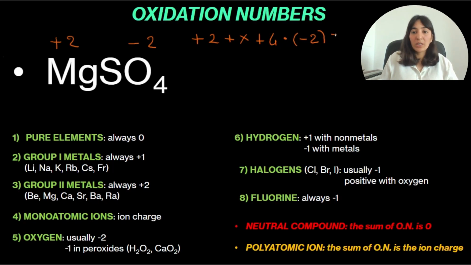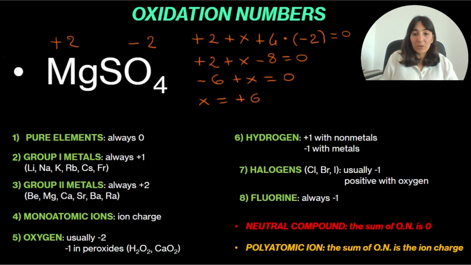of oxygen, equals 0. And now we solve this equation, +2 plus X, 4 times -2 is -8, equals 0. We have that +2 minus 8 is -6, plus X equals 0. And we have that X equals +6, because we have moved this -6 onto the other side of the equation and we have changed the sign. And +6 is the oxidation number of sulfur, okay?